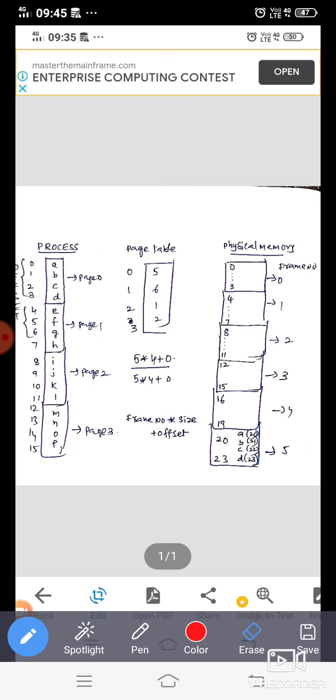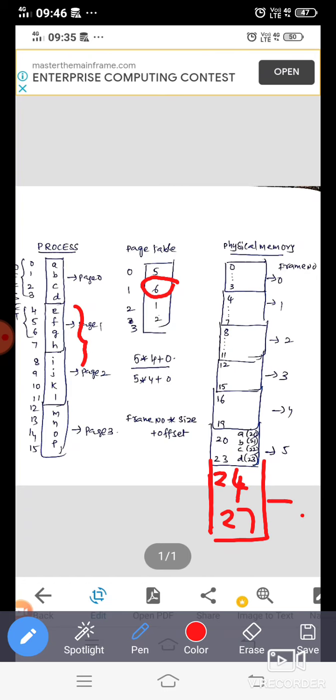Similarly, can you calculate where EFGH is stored? This one is page 1, which will be stored in the 6th frame, where the physical addresses are going to be from 24 to 27. Now let us calculate at which position E will be stored. This is frame number 6.